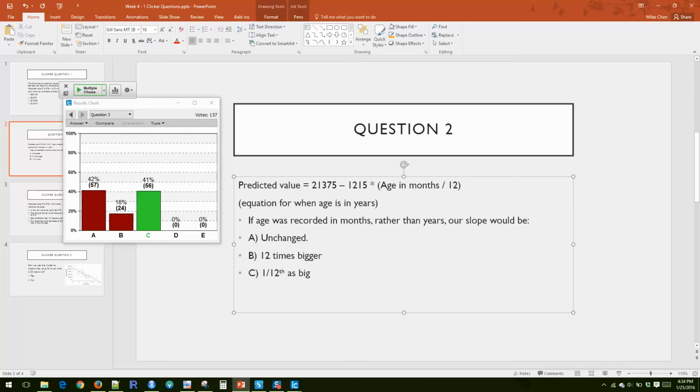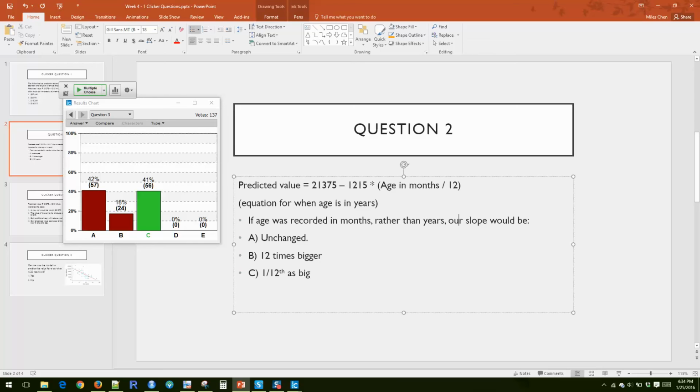If the age is recorded in months, just like a regular unit conversion, it'd be 12 months over 1 year, because there are 12 months in 1 year. So the conversion from months to years would be a division of the number of months. 60 months divided by 12 is 5 years, right? My conversion is from years in the equation to months.